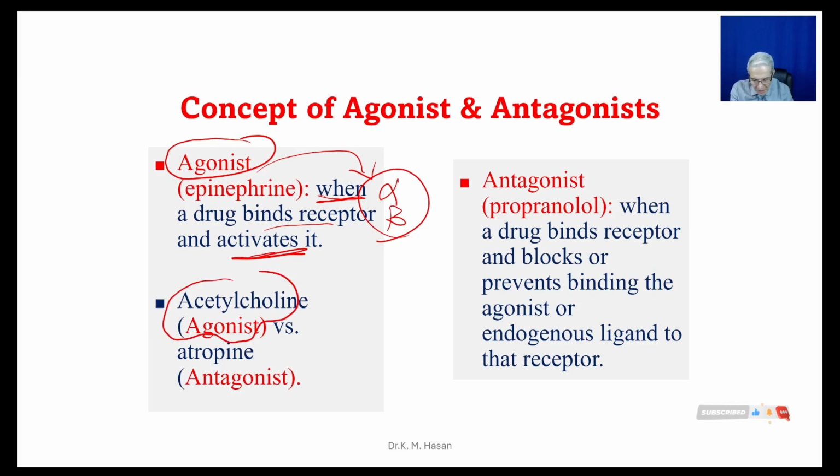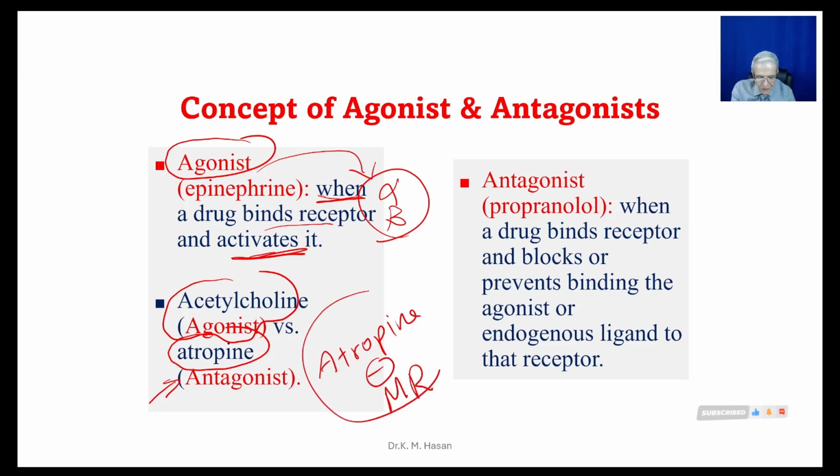Okay, on the other hand, we have atropine. Atropine, for example, is considered an antagonist, and atropine here blocks the receptor. Atropine blocks the muscarinic receptor. So you can see the difference here. Another example: you remember that epinephrine, an agonist, stimulates the receptor. On the other hand, we have propranolol, an antagonist, which blocks the receptor. What type of receptor? The beta receptor. So propranolol blocks the beta receptor. We need to remember which one is an agonist and which one is an antagonist.